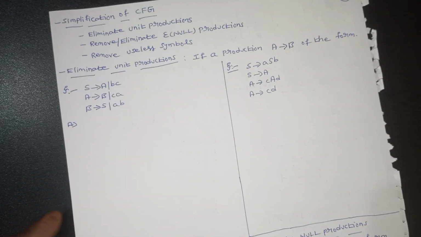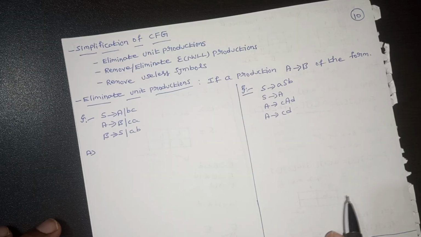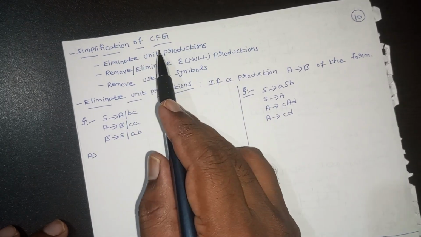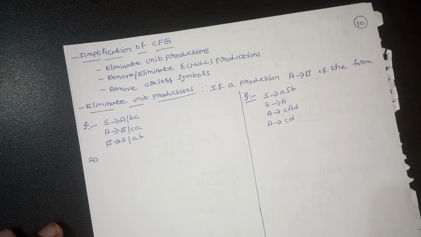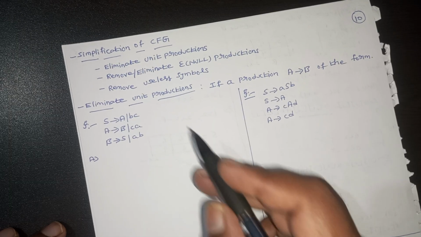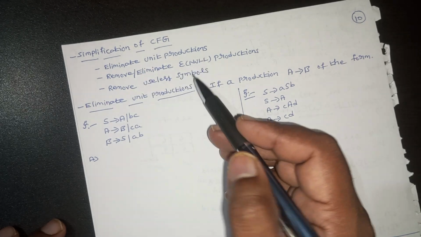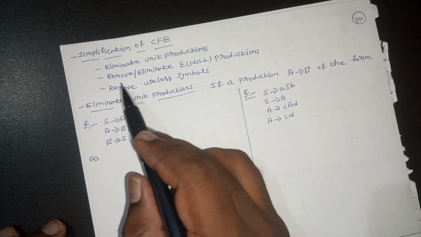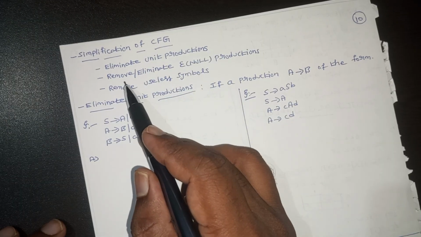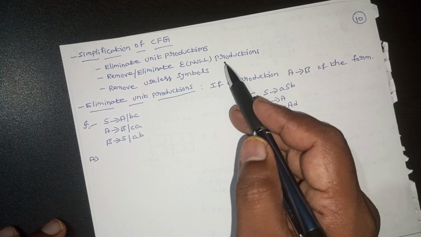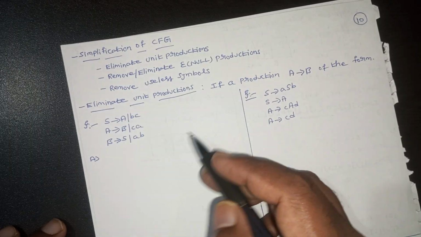Now next one. Simplification of context free grammar. Okay, what is simplification of a context free grammar? It means you have to eliminate the unit productions. You have to remove the null productions. You have to remove the useless symbols. Okay, so I'll take an example.